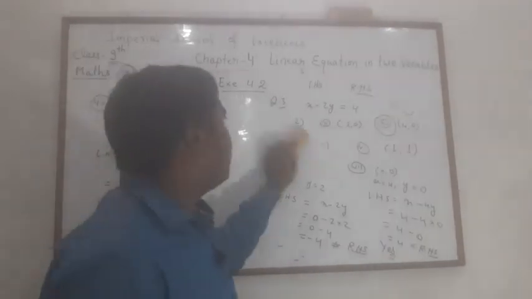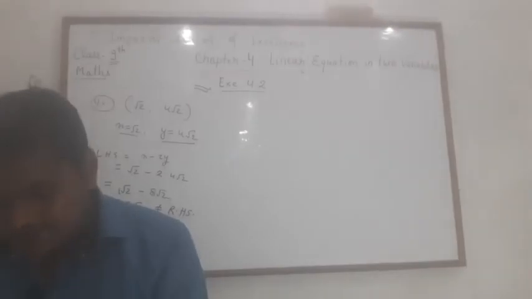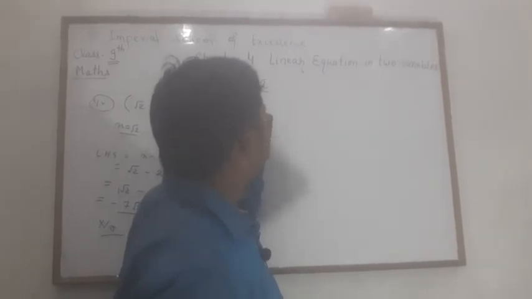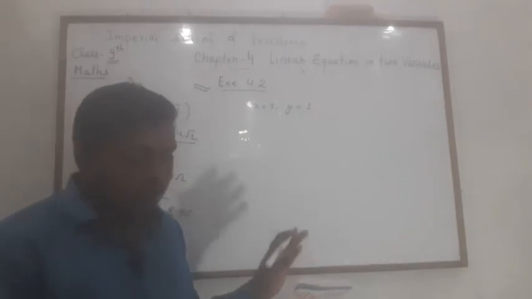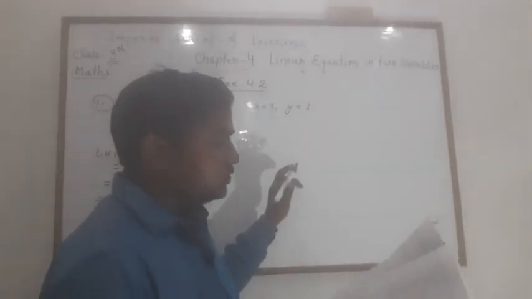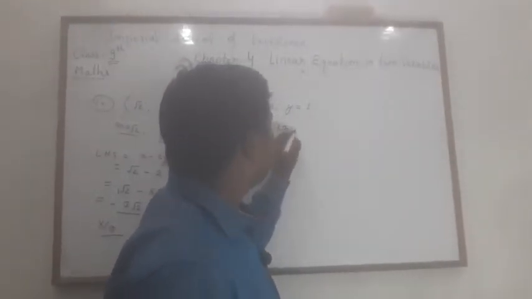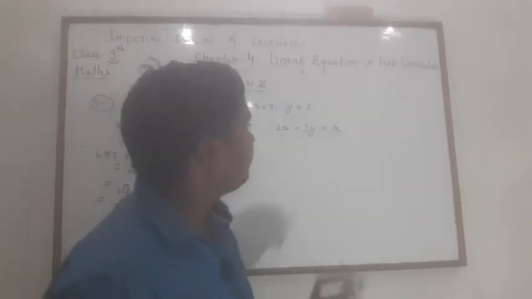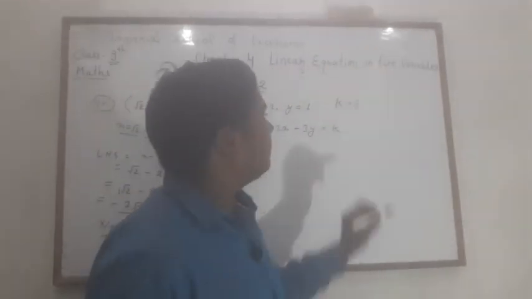Let's move to question number 4. See this question, what is it and how we will solve it. The question says: find the value of k if x is equal to 2 and y is equal to 1 is a solution of 2x plus 3y is equal to k. Okay, so we have to find the value of k. What will be the value of k?